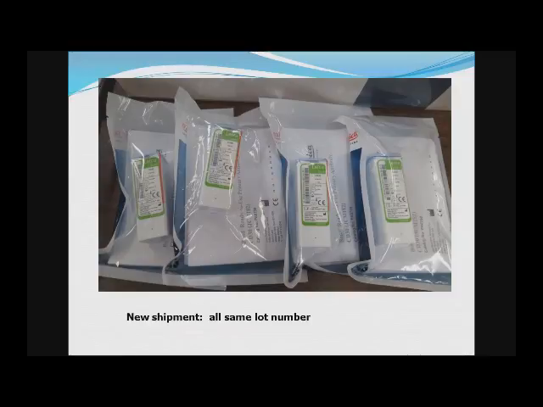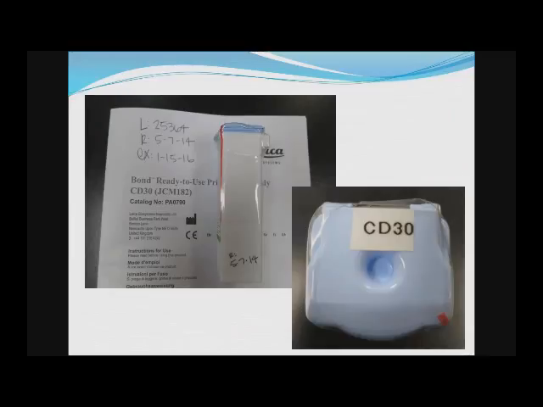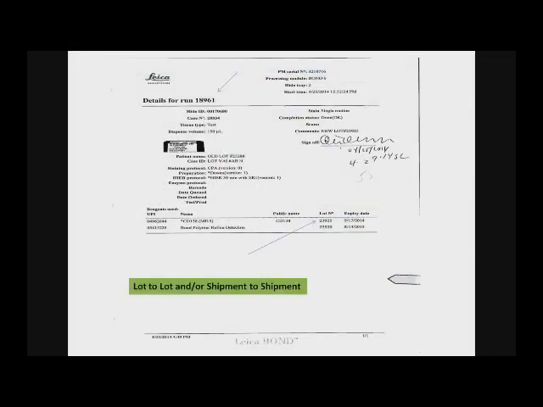Now, when I mentioned the new shipment, you want to double check to see if everything is the same lot number, and we like to label the top of our reagent vials, so when you open the refrigerator, you can quickly see where everything is. But it is very important to keep track of these lot numbers when you receive them and the expiration date.